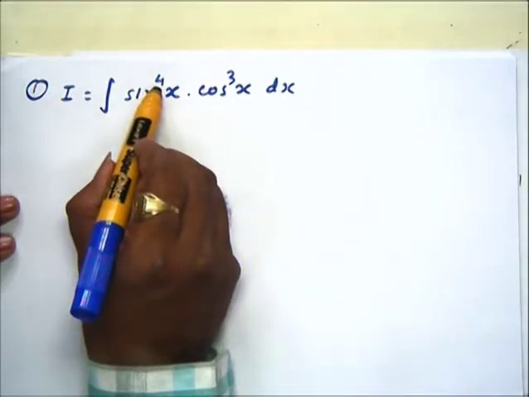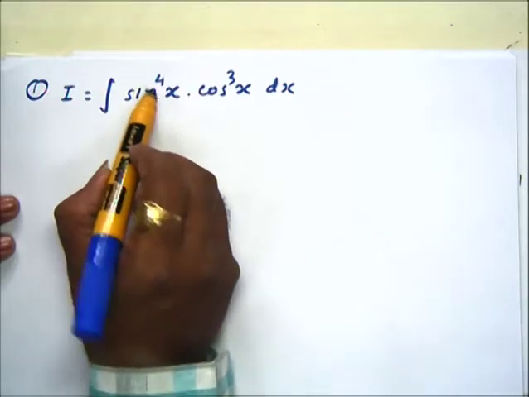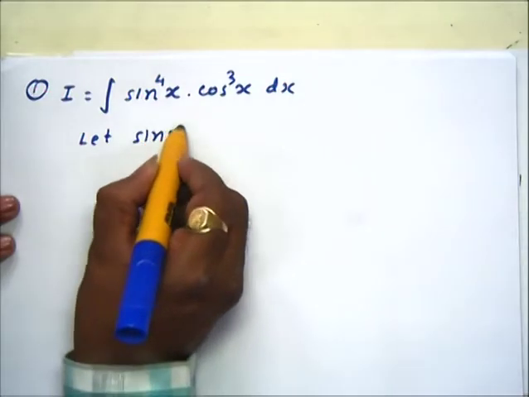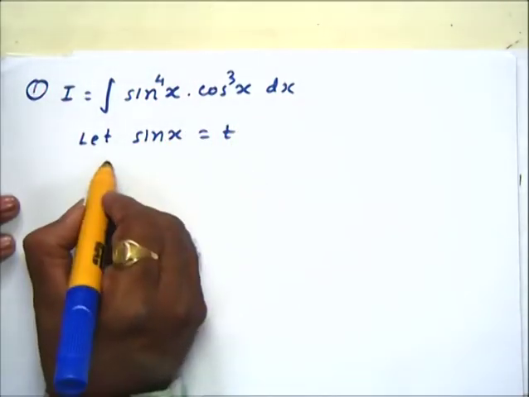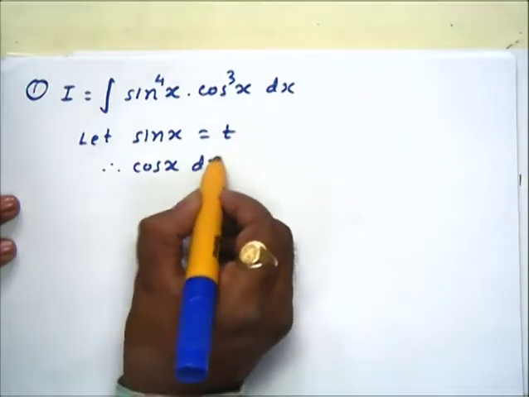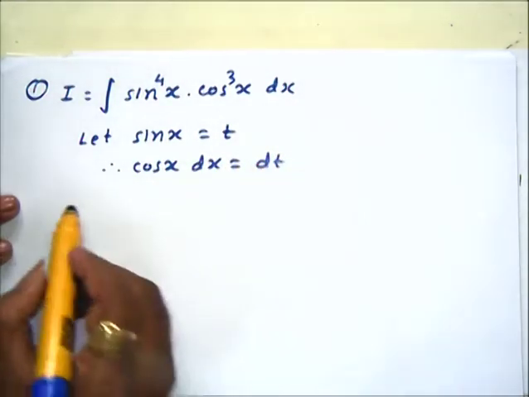So we will take sin x equal to t. So let sin x equal to t. Differentiate this with respect to x. So cos x into dx equal to dt.